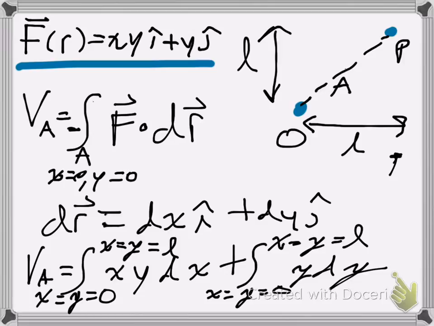My limits are x equals y equals 0. I could just say x equals 0, y equals 0 either way. Integrated to x equals y equals L. And then when I do the dot product, I get these 2 terms. I'm going to switch to a new page. If you want to write anything down, do that now.